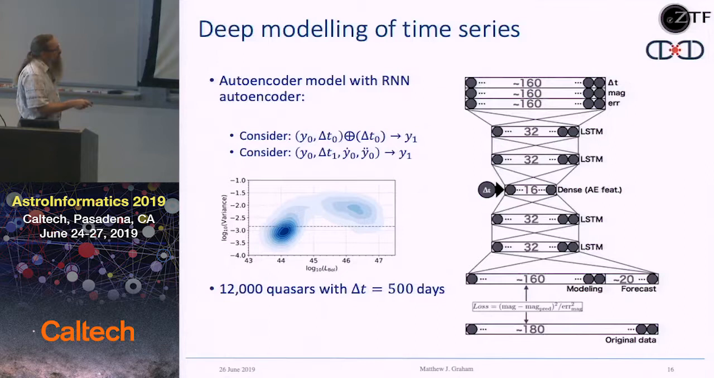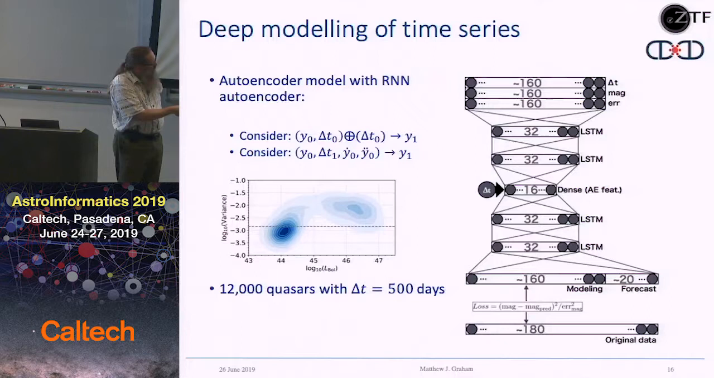And what we're doing is we take the first 160 points in our light curve as input, and we're trying to forecast the final 20. So we're taking that, and then we're saying make a prediction on that, because that's the bit we're interested in ultimately.